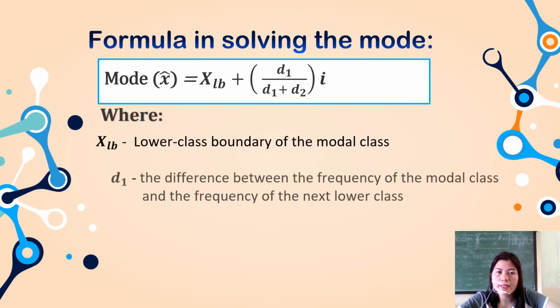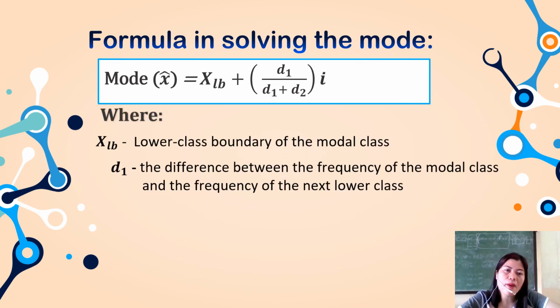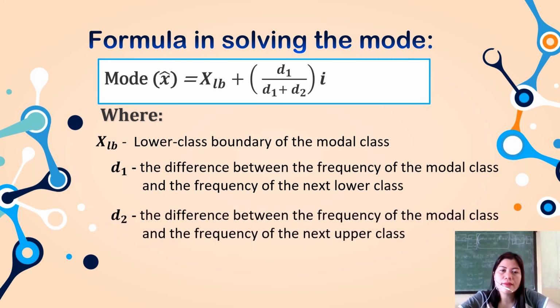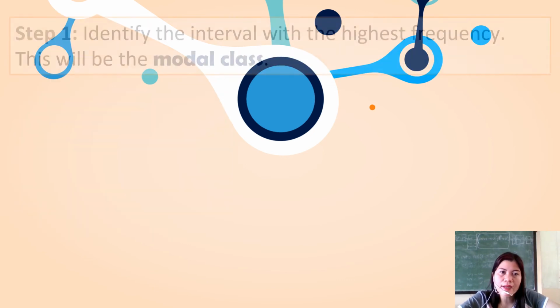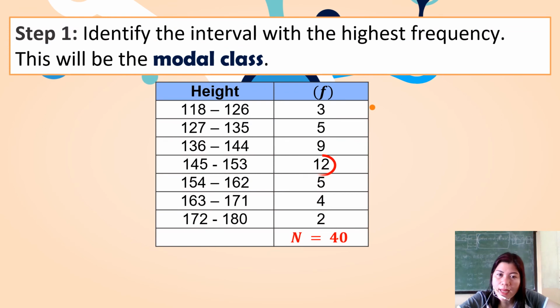So, this is our XLB again, the lower class boundary of the modal class. Our D1 is the difference between the frequency of the modal class and the frequency of the next lower class. And then D2, the difference between the frequency of the modal class and the frequency of the next upper class. And I is the class size or the class width. Okay? So, for example, find the mode of the height of 40 students in a grade 7 class. In here, you are going to find first the modal class. Which one has the highest frequency?